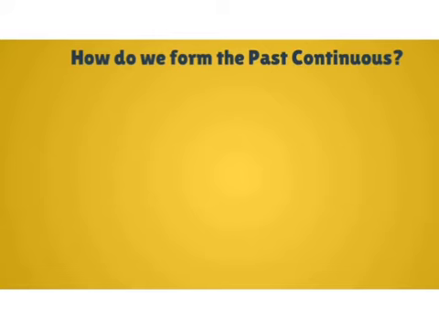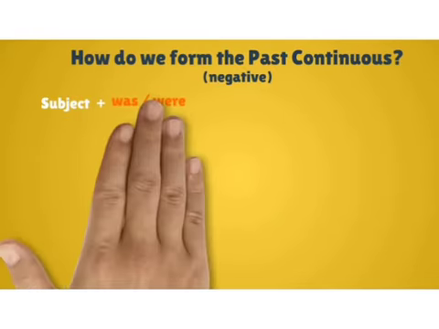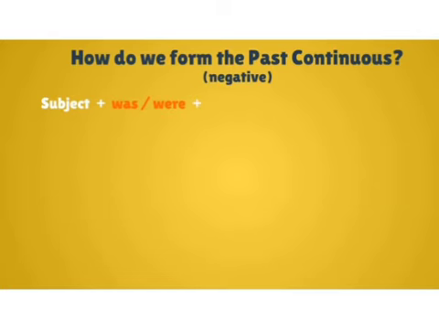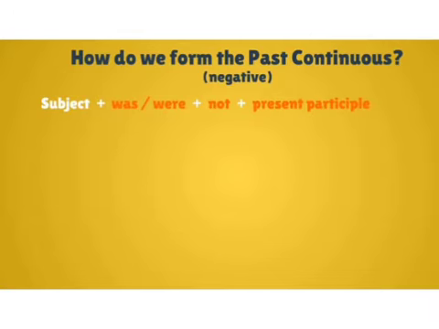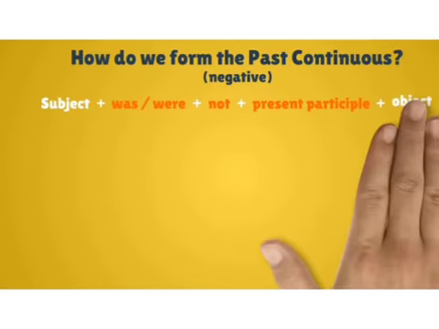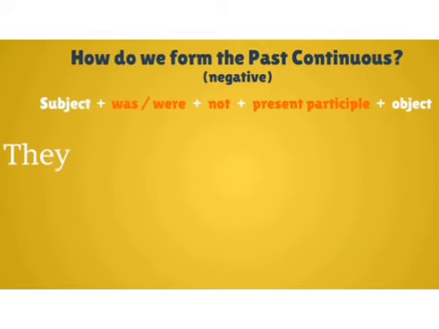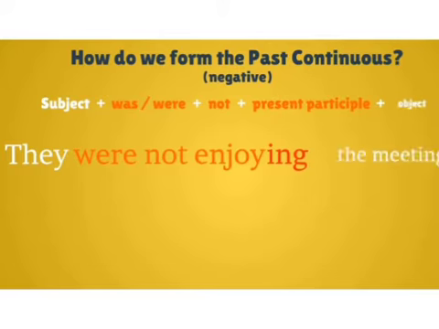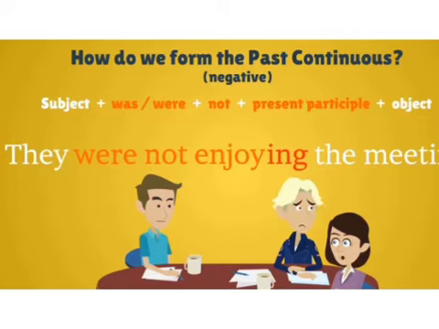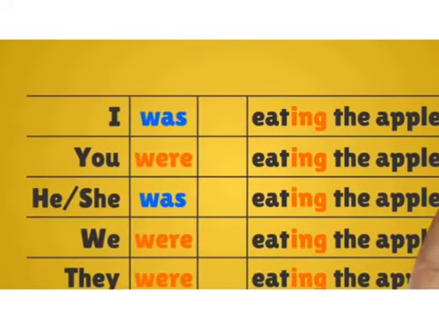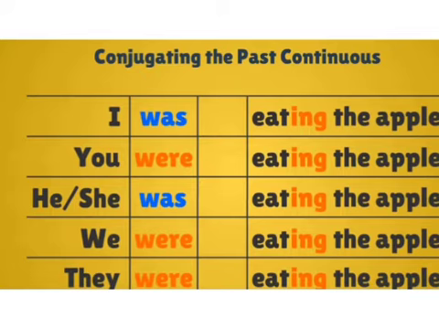So now let's consider how to form the negative sentence for past continuous. Yes, the first one is subject plus was or were plus not. If you use not, then this sentence is considered a negative sentence. So not plus present participle plus object. So example, they were not enjoying the meeting. They is the subject, so for they we use were. Not enjoying the meeting is the answer. So that is past continuous.